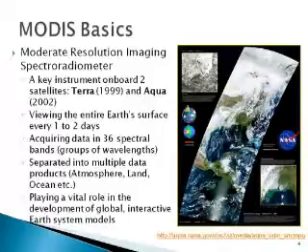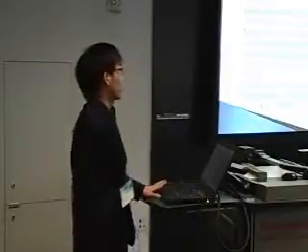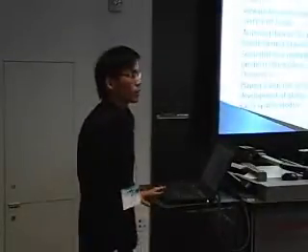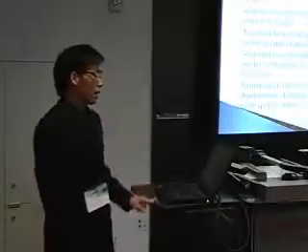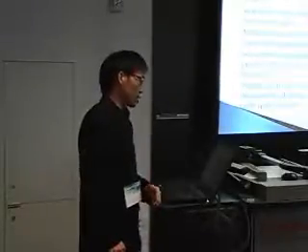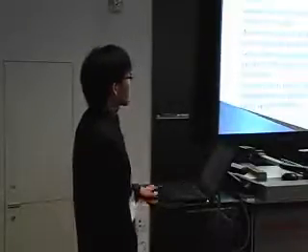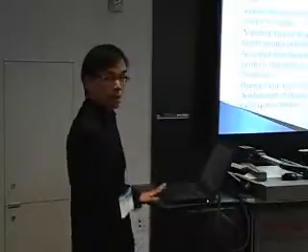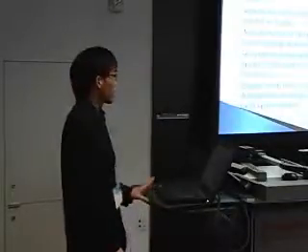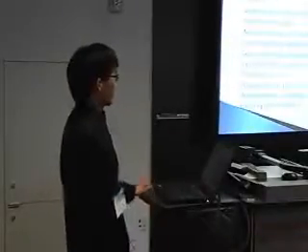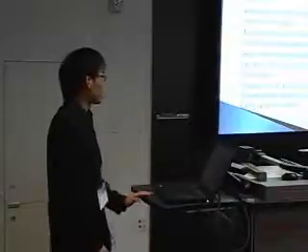Our specific project involves MODIS satellite data processing. MODIS is short for Moderate Resolution Imaging Spectroradiometer. This is the key instrument on board two satellites called Terra and Aqua, which were launched in 1999 and 2002, respectively. These two satellites are viewing the entire Earth's surface every 1 to 2 days and are acquiring data in 36 different spectral bands. These data are further processed and separated into multiple data products, such as atmosphere products, land products, and ocean products, etc.